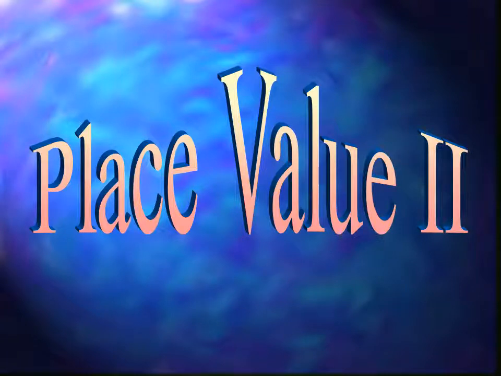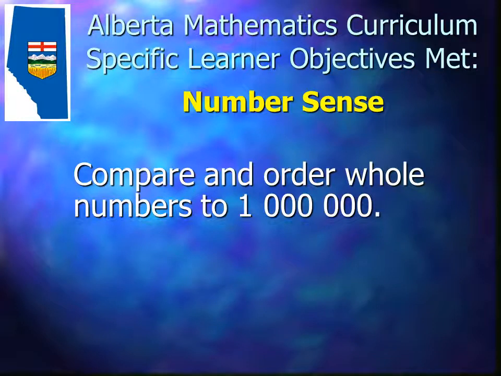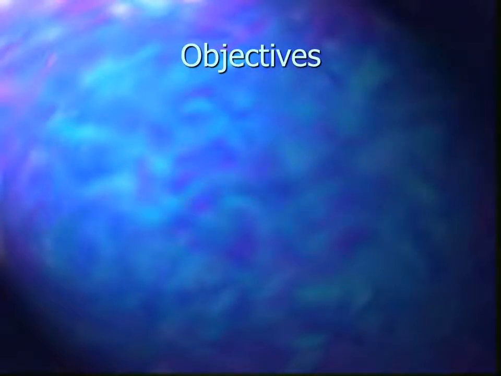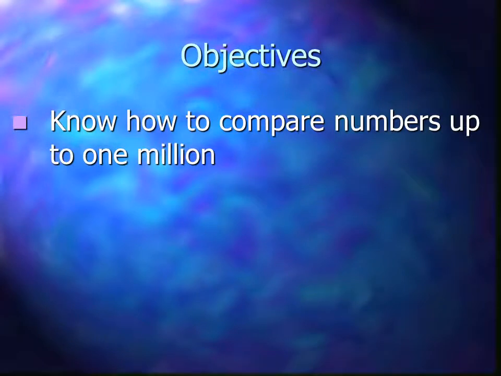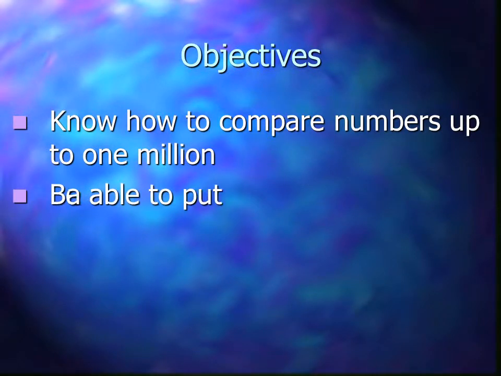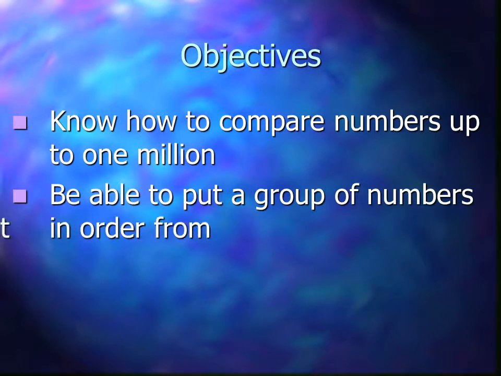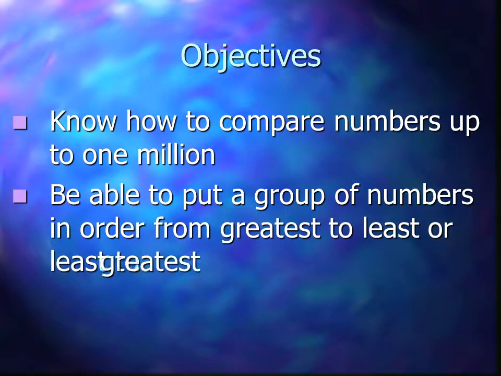Place Value, Part 2. The Alberta Mathematics Curriculum's specific learner objectives met in number sense: compare and order whole numbers to 1 million. Objectives: know how to compare numbers up to 1 million, and be able to put a group of numbers in order from greatest to least, or least to greatest.